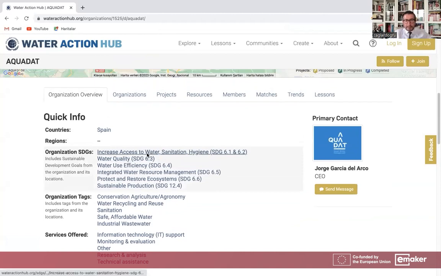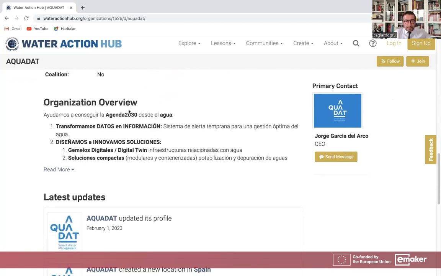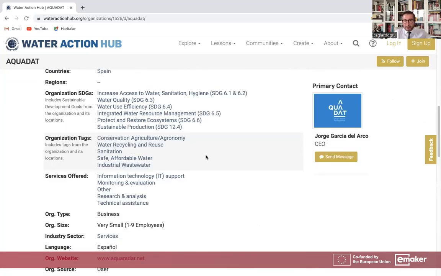As you see here, increasing access to water and water use efficiency. Nowadays, it's very important to focus on water use efficiency, since clean water is a very important aspect in today's life. So their vision is also compatible with the Agenda 2030 for the United Nations. Okay.